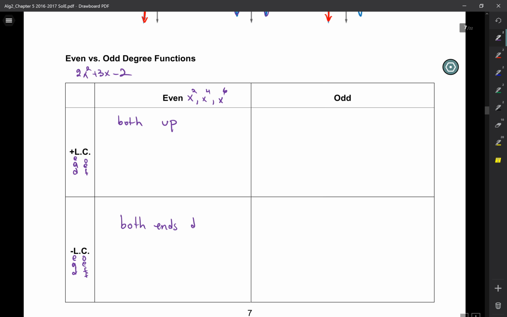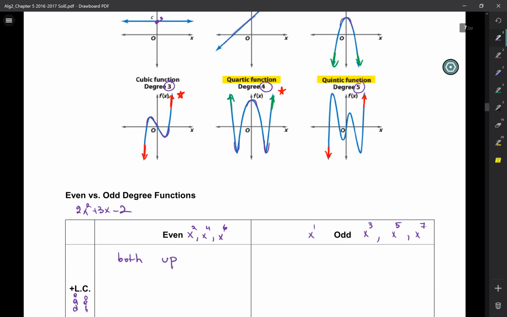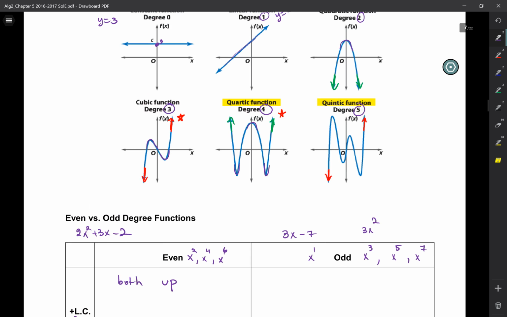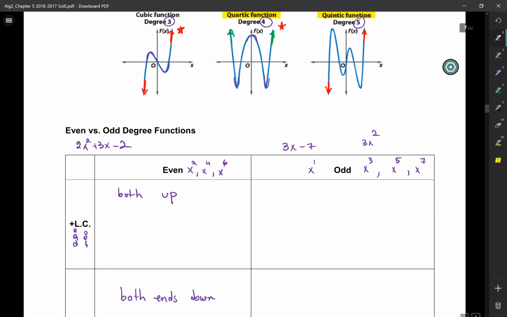Both ends down. Now, let's take a look at the odd functions, x cubed, x to the 5, x to the 7, or even x to the 1, okay? If you have a positive leading coefficient, like 3x cubed, 3x minus 7, what happens? One end's going to go down and one end's going to go up, but which one goes up? The one to the right will go up, right? So the right end goes up, and the left will go down.